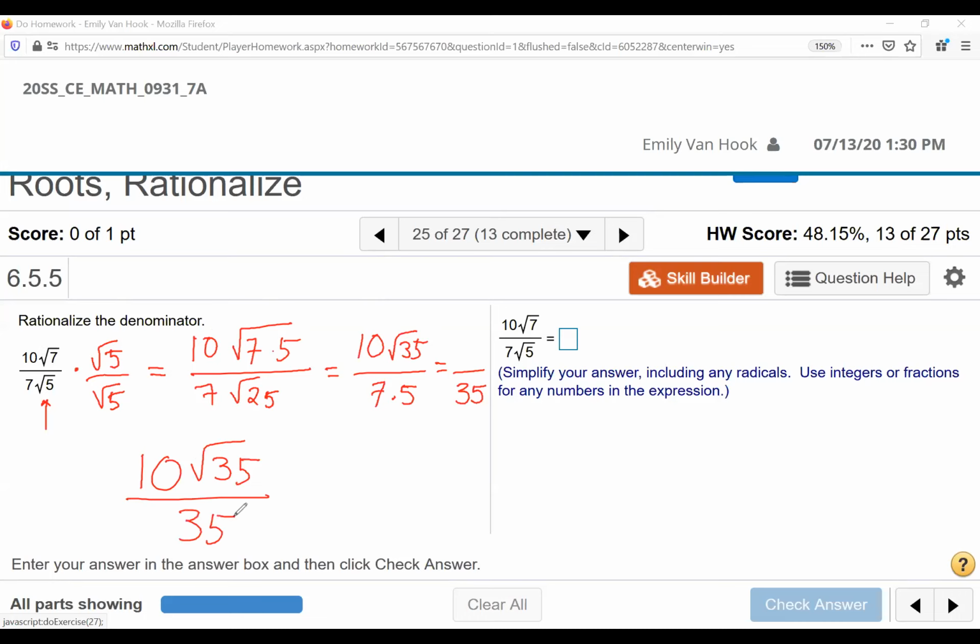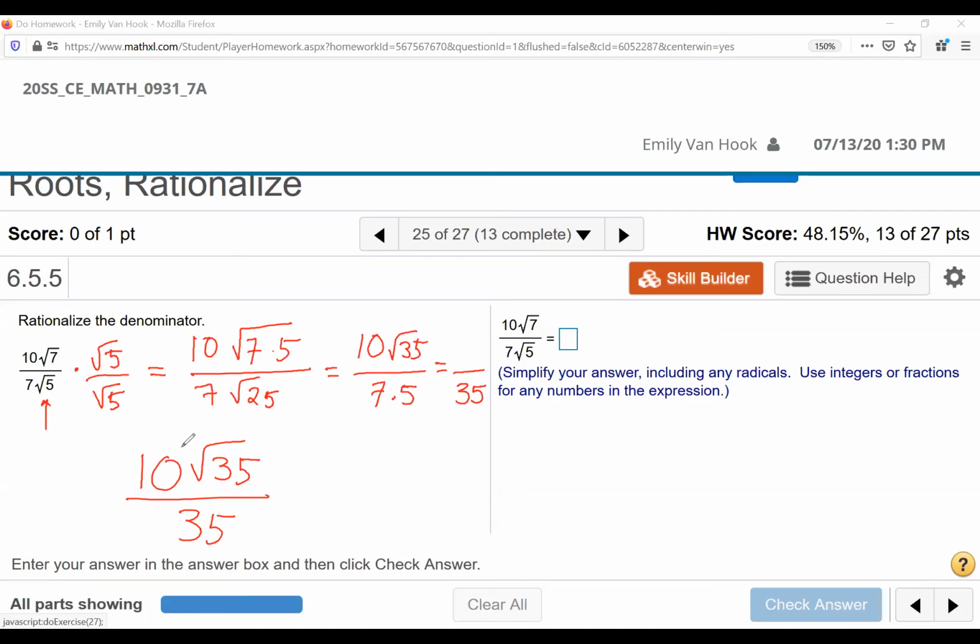This is not a final answer. I can reduce something. It's very important to understand where you can reduce and where you cannot. So leave the radical part alone. The square root of 35, you can't break that down at all. It's just 5 times 7. There's no perfect squares hidden in there. And so leave it where it is.